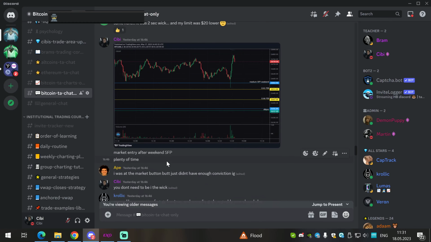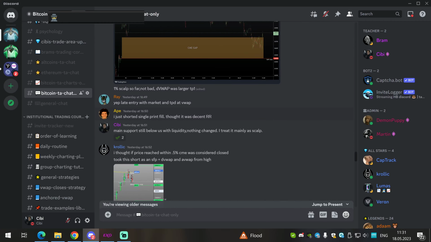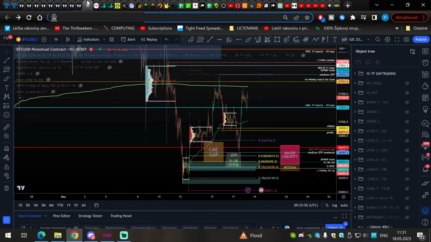Market entry after the weekend swing failure pattern, plenty of time to enter. I also said the main support is still below us with liquidity, nothing changed. I treated it mainly as a scalp. That was important because at the beginning I was treating it as a scalp, so I took profit after the initial move to be safe from my stop loss and so on.